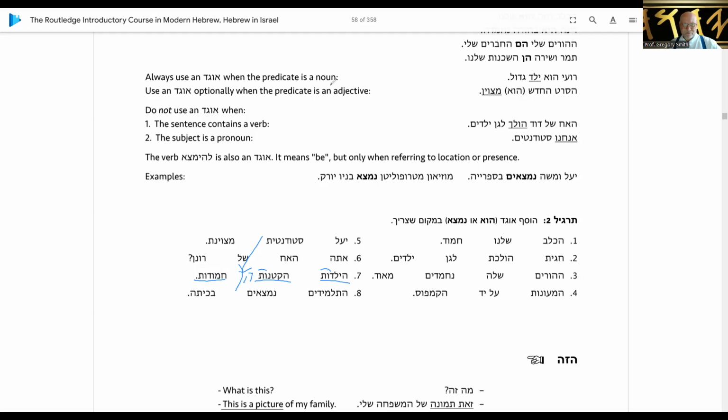Okay, so let's see if that's right. Yeah, I was right. It uses hen because we got the O ending there. See that?